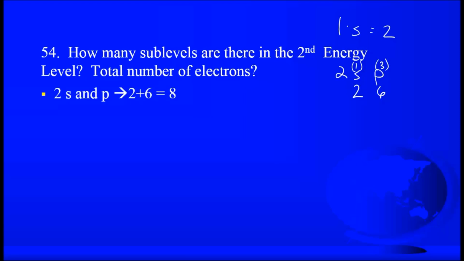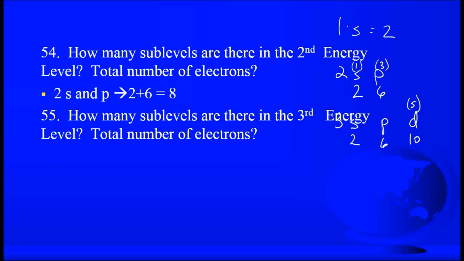Follow the pattern. The third floor will have how many types of rooms? S. Second type, P, and there are 6 students there. Third type, D, with how many rooms? 5, for a total of? So how many students can live in the D section, in the third floor? Total of 18.